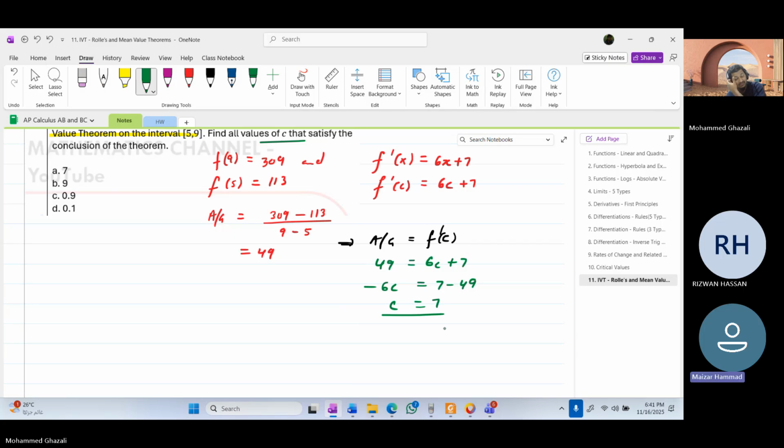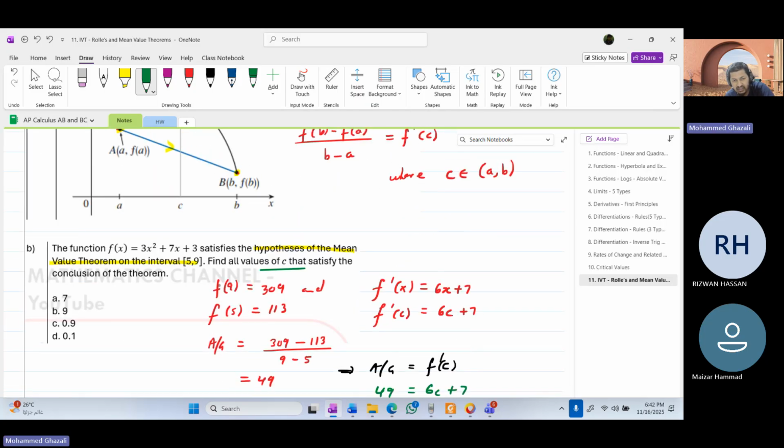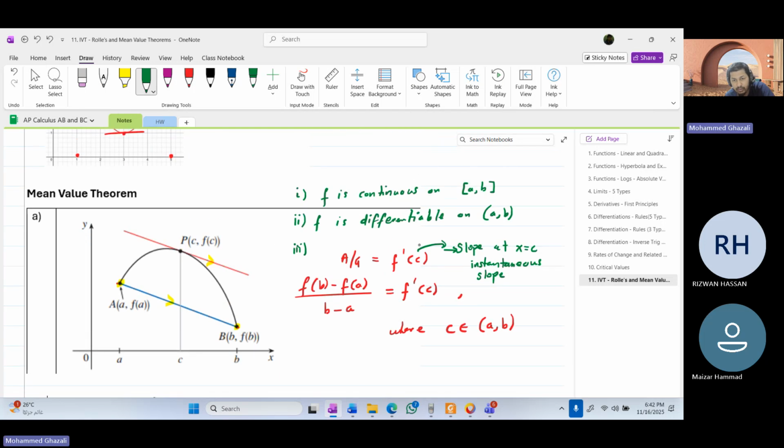So why did we obtain the derivative? You have to find the derivative because what does the slope represent? f prime x. The slope has to be equal to the average gradient. See, these two lines are parallel, and parallel lines have equal gradients. So the average gradient must be equal to the instantaneous gradient at c.